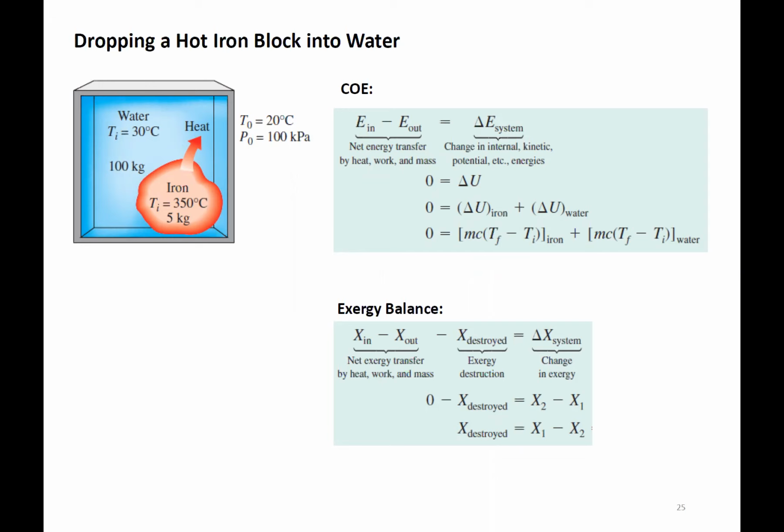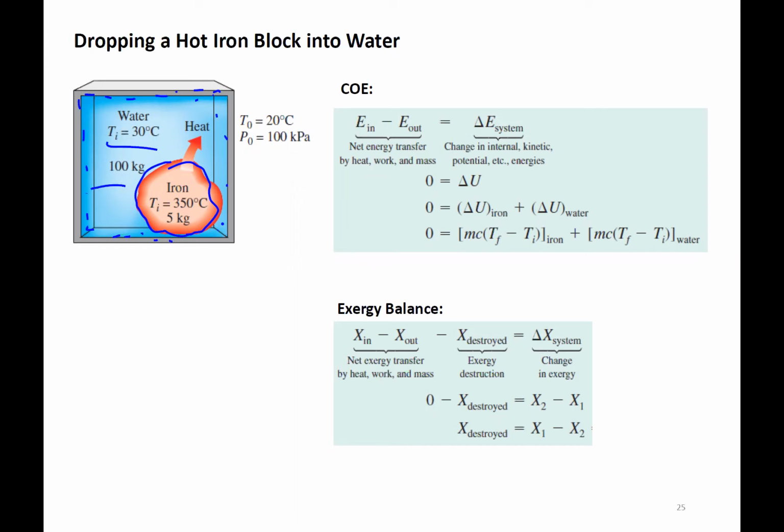All right, so in this case, drop some iron into the water. Okay, so we have water and we have iron. We have the temperature of the iron, 350 Celsius, 5 kilograms. We have the water at 30 Celsius and 100 kilograms.